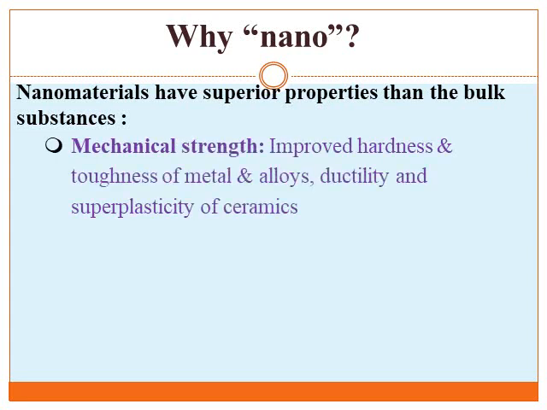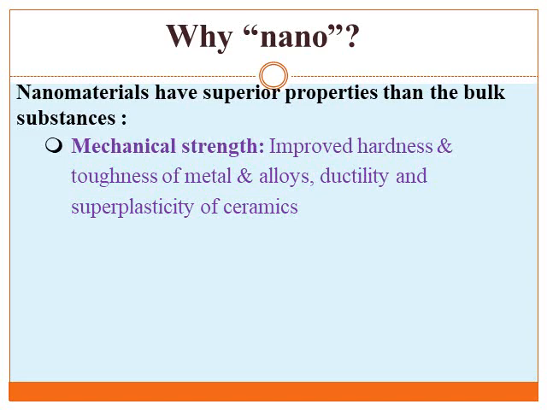Now, when you look at mechanical strength, the mechanical strength of only a few metals is known, like gold, platinum, zinc, iron, aluminum, etc., or maybe even alloys. When you convert these materials into nano, the mechanical strength, durability, and tensile strength, etc. improve. You can have improved hardness and toughness of the metals and alloys, especially in the ductility and the superplasticity of the ceramics.